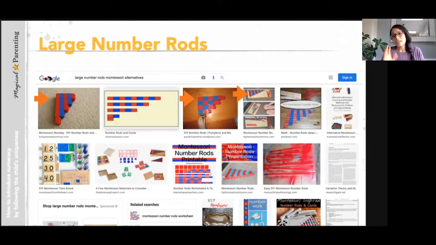But in case you cannot do that, you can buy these ones. Work only with one set. Here there are two sets, because you will use the second later, not too much later, a few months later, to introduce additions. So that could be another option. It's called small number rods, Montessori. And they are cheaper as well.